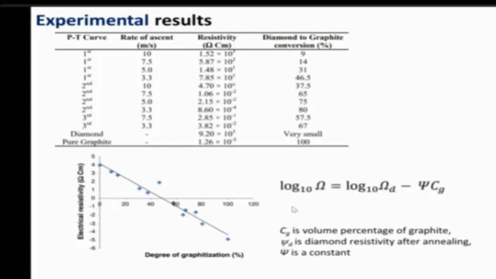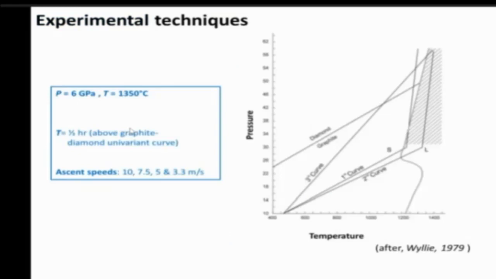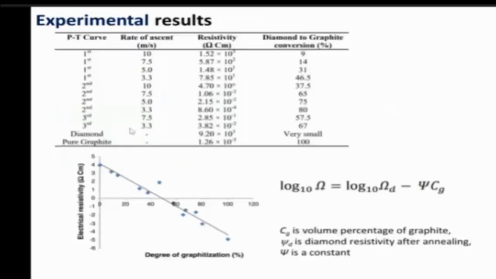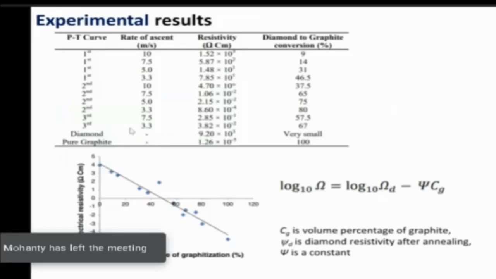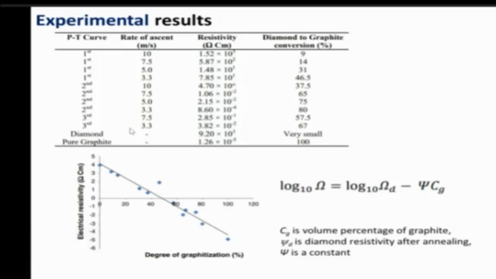For the first curve, we did four experiments, and four experiments again along the second curve. We did two experiments along the third curve, because that was not very geologically relevant. This was just a test, almost a pilot experiment. However, all the experiments that we performed show that the graphitization increases with the lowering of the ascent velocity.